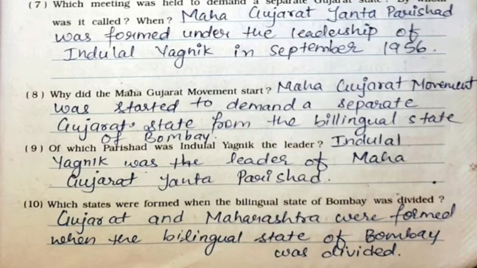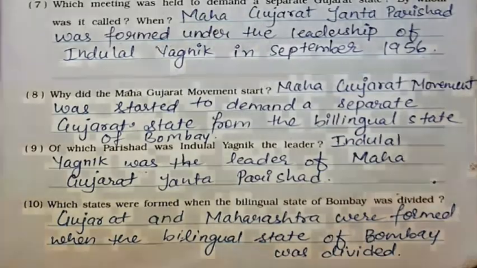Ninth one, of which Parishad was Indulal Yagnik the leader? Indulal Yagnik was the leader of Mahagujarat Janta Parishad. 10th one, which states were formed when the bilingual state of Bombay was divided? Gujarat and Maharashtra were formed when the bilingual state of Bombay was divided.